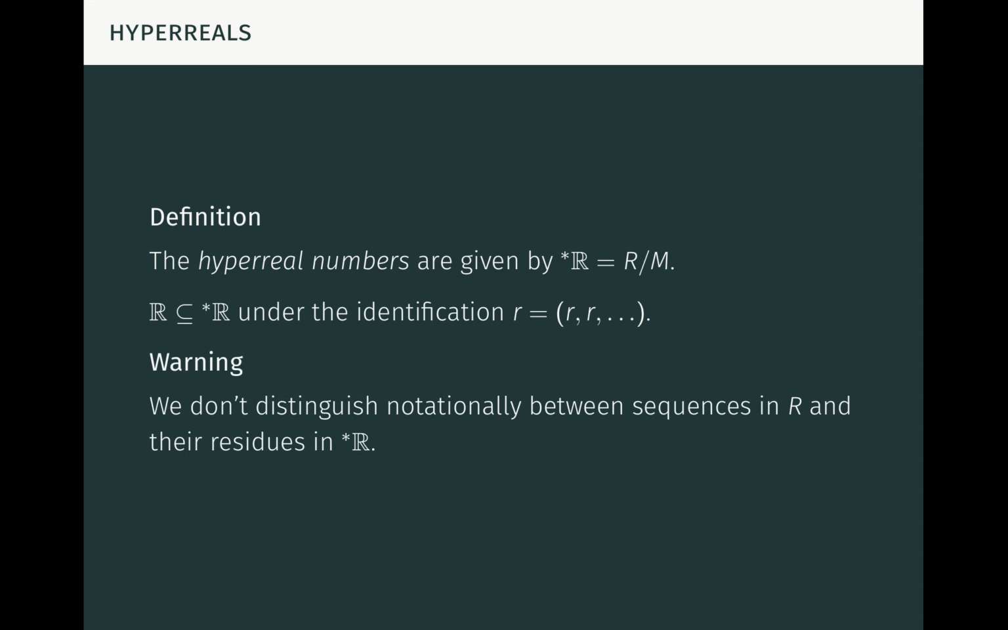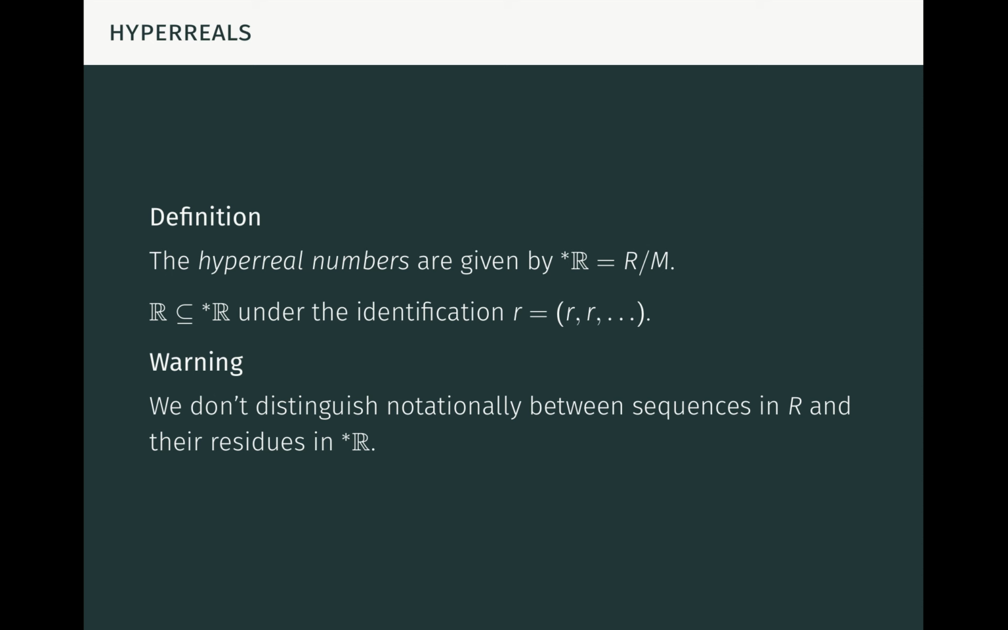Now, as a warning, I'm not going to be distinguishing notationally or even verbally between sequences in the ring R and their residues in (R), although technically these are different objects. This is just like the situation with clock arithmetic earlier, where I didn't distinguish between integers before and after the identification of all the multiples of 12 with 0. Here, I'm not distinguishing between the sequences in R before and after the identification of all of the sequences of M with 0. We're just going to pretend that these elements of (R) are sequences, some of which have been identified.